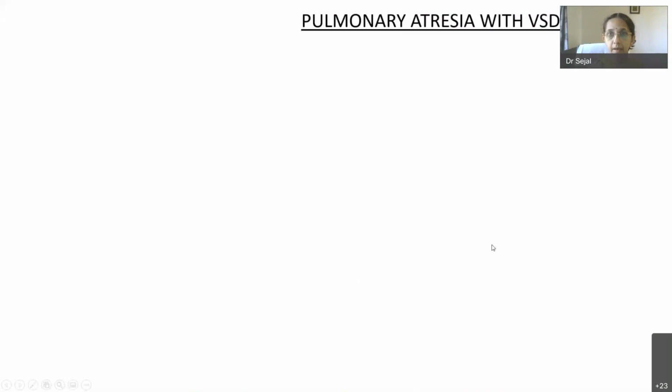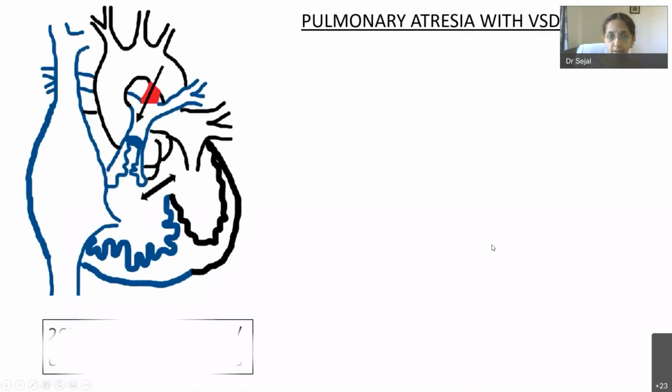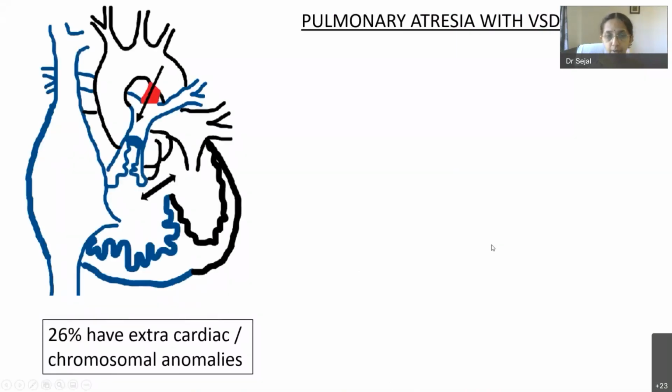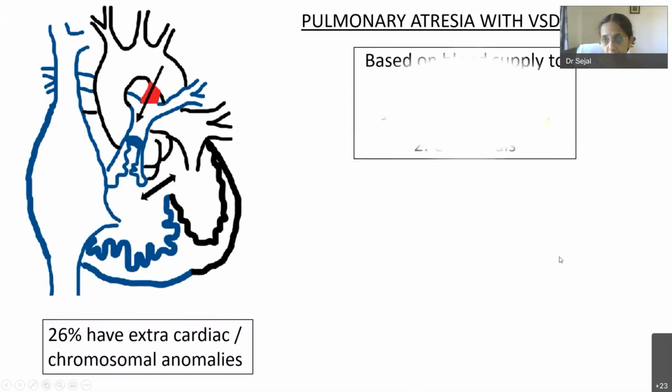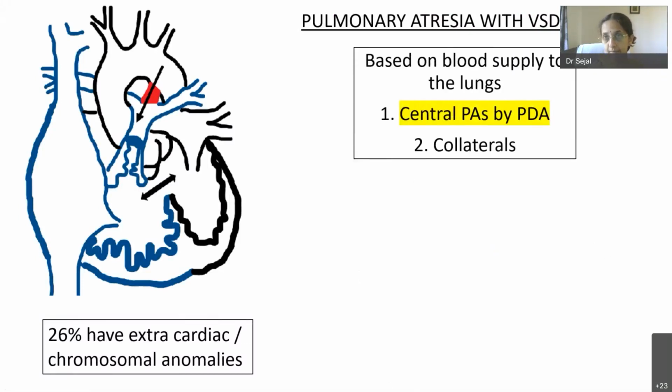Yes. So VSD pulmonary atresia, I know one very important thing is 26% will have extra cardiac anomalies and or chromosomal abnormalities. So I have a lot of implication. Make sure that the other organs are okay. My genetic evaluation is done. Genetic consult is done. Now the second thing is, see if you can see the central PAs.